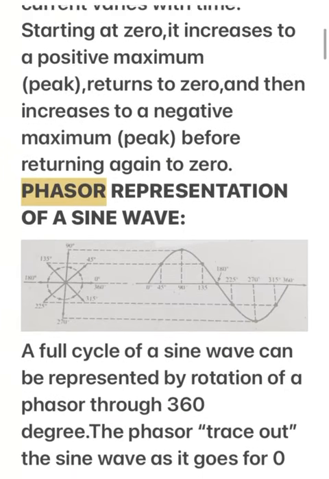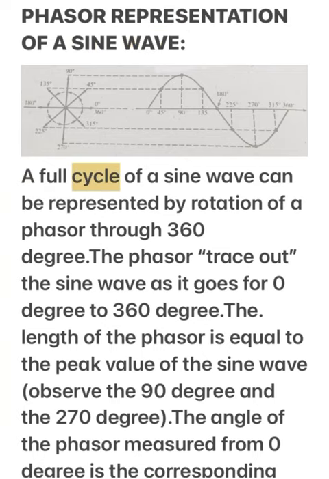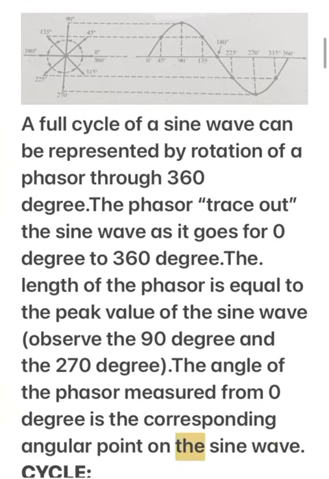Phasor representation of a sine wave. A full cycle of a sine wave can be represented by rotation of a phasor through 360 degrees. The phasor traces out the sine wave as it goes from 0 degrees to 360 degrees. The length of the phasor is equal to the peak value of the sine wave. Observe the 90 degree and the 270 degree. The angle of the phasor measured from 0 degrees is the corresponding angular point on the sine wave.